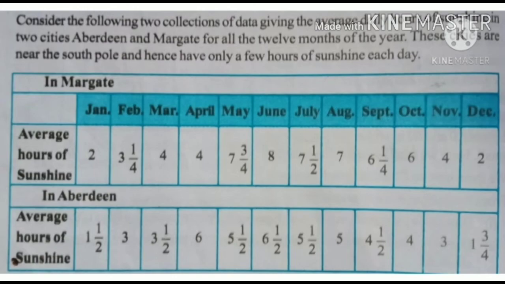By drawing individual bar graphs, you could answer questions like, in which month does each city have maximum sunlight? Or, in which month does each city have minimum sunlight? However, to answer questions like, in a particular month, which city has more sunshine hours, we need to compare the average hours of sunshine of both the cities.